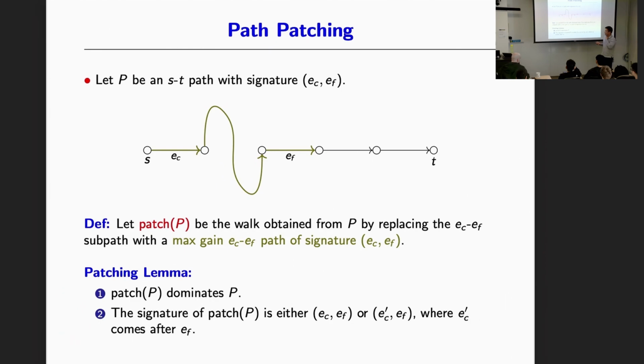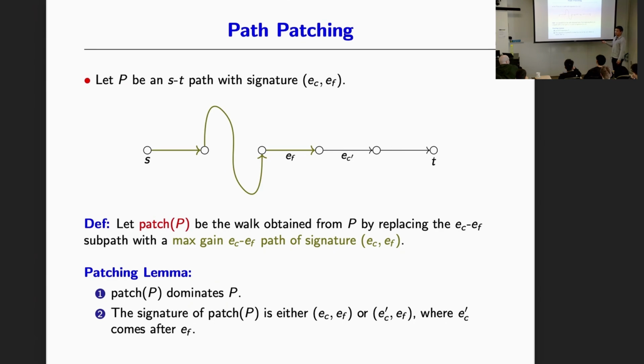And there's a nice thing that happens when you do this patching operation. The signature changes in a very predictable way. Either the signature remains the same, or the first signature will move forward. The second signature will not change, but the first signature either remains the same or it jumps forward to this section of the path. So either it's this or it jumps forward.